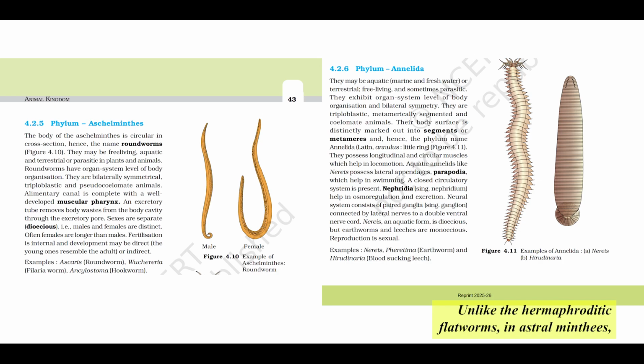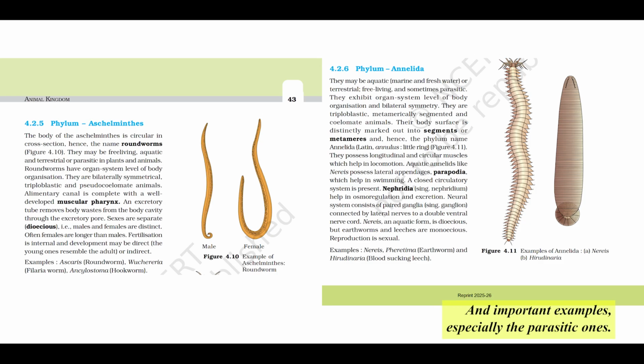And sexes. Unlike the hermaphroditic flatworms, in Aschelminthes, sexes are usually separate. They are dioecious, meaning there are distinct male and female individuals. Often, they exhibit sexual dimorphism where the female is noticeably larger or longer than the male. This is common in Ascaris, for example. Fertilization is internal. Development may be direct, where the young resemble miniature adults, or indirect, involving larval stages.